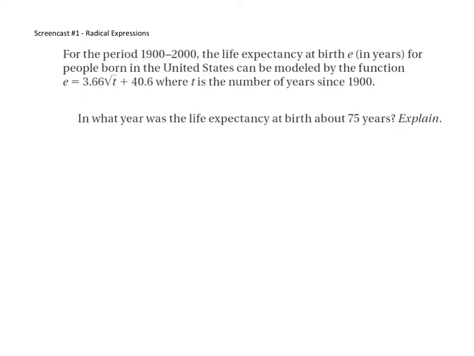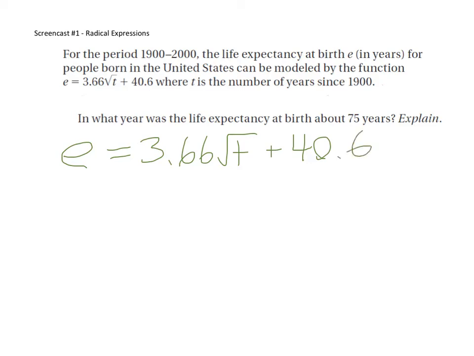All right, so let's do just that. First and foremost, if we reread the problem one more time, we notice that the equation that we need to make use of is the following, and it helps to rewrite the equation, which I'm going to do right now. e is equal to 3.66 times the square root of t plus 40.6. All right, there we go.